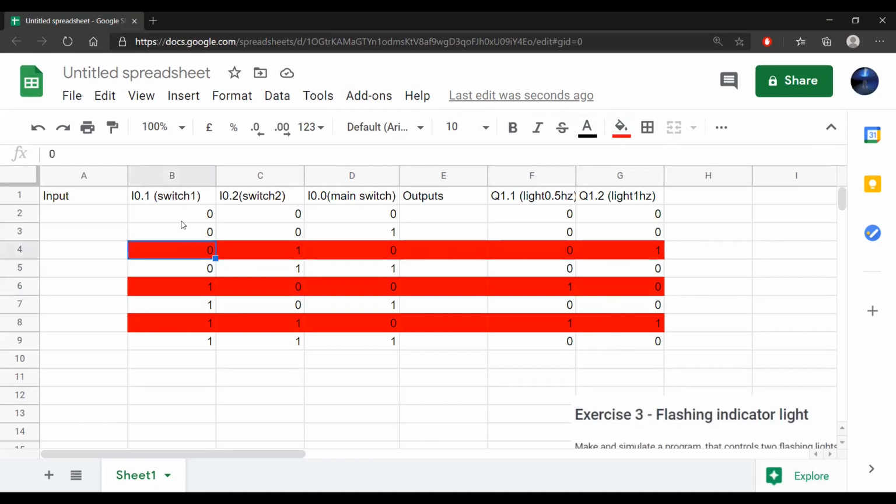So when switch number 1 is off, switch number 2 is on, and the main switch is allowing the outputs to be on, then switch number 2 may be on. When we reverse the situation, when switch number 1 is on and the other switches are off, then light number 1 starts flashing. And finally, when both of the switches are on and the main switch is off, of course, both of the outputs may be on.